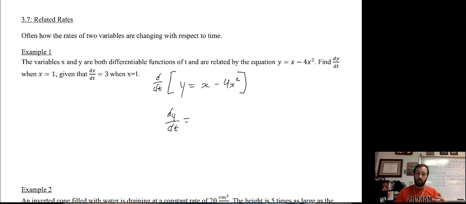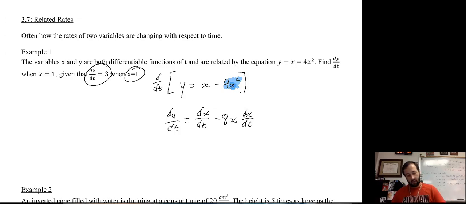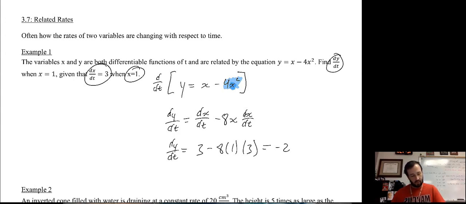Dy dt, I don't know how it simplifies. I can't simplify dx dt either, so it's going to stay dx dt. Then with this one, I'm going to have to do the chain rule because I have the x inside the quadratic altogether. So I'll have minus 8x, and then the derivative of the inside will be another dx dt. Once I have this set up, it's pretty straightforward that I can plug in 3, I can plug in 1, and I'm looking for dy dt. So dy dt is equal to 3 minus 8 times 1 times 3, which comes out as negative 21.